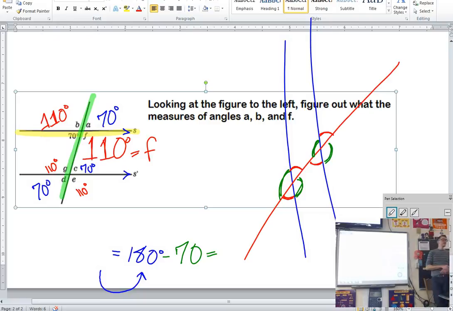This makes your life super easy. Because by knowing one angle, you can figure out everything else. So this is really useful to make your life easier.